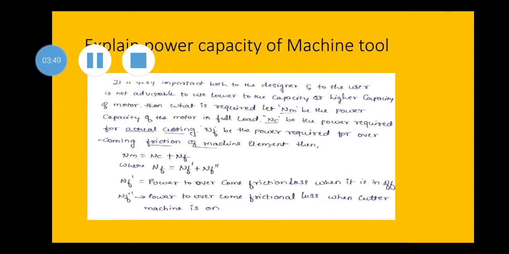Nf is the power required for overcoming friction of machine elements. Then Nm is equal to Nc plus Nf. Nf is Nf dash plus Nf double dash. Nf dash means the power to overcome friction loss when the machine is off. Nf double dash is the power to overcome friction loss when the machine is on.